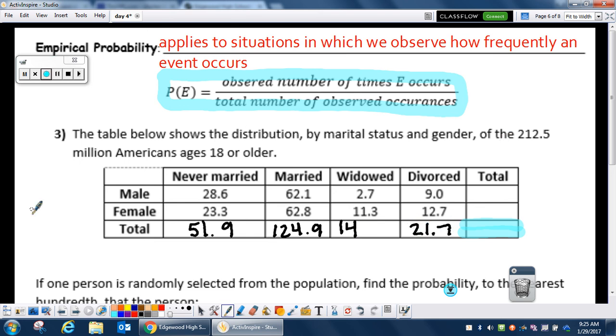Okay? So once you get those numbers, then you want to add across so you can find out the total. The number of males surveyed was 102.4 million, and the total number of females surveyed was 110. That number should add up to the 212. I've highlighted that because that's going to be our denominator each time, because that's the total number of people.